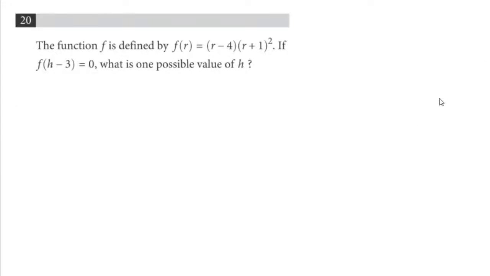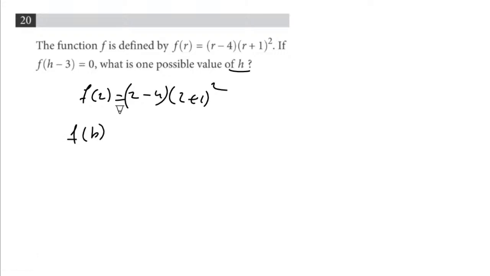Okay, another interesting question. We have a function: f(r) equals (r minus 4) multiplied by (r plus 1) squared. What is the value of h if h minus f(h minus 3) equals 0? So what is the function of b then? We just put b into r: (b minus 4)(b plus 1) squared.